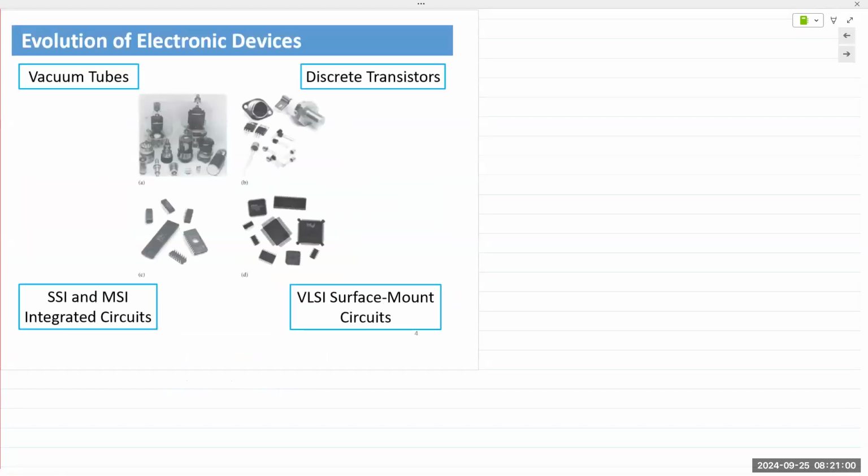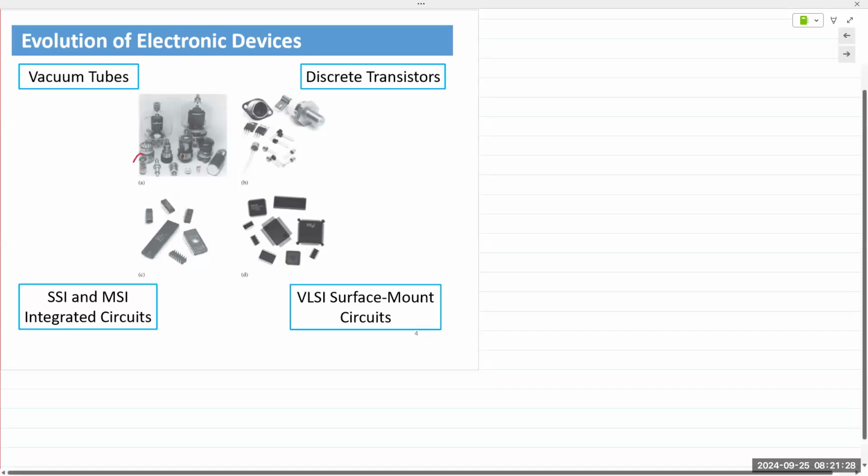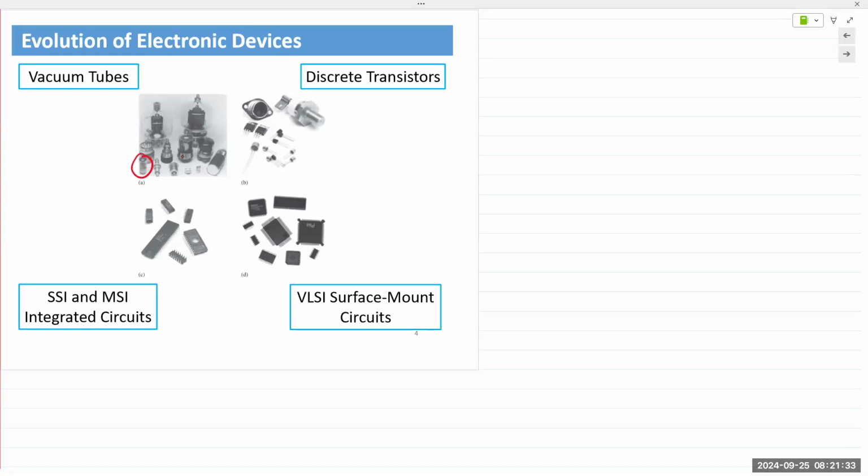All right, evolution of electronic devices. How did we get here? This is more than a century of work that's been going on for a long time. Early on, the first electronic device was a vacuum tube. Compared to modern day electronic devices, vacuum tubes were quite large. Let's point out this first one, the bottom one. It's probably the size of a finger, at least half a finger.